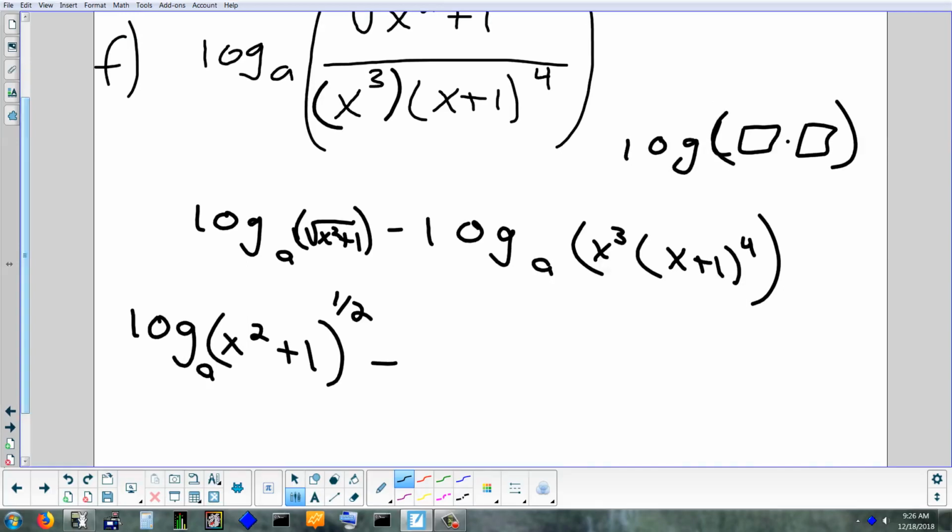Yeah. You add them. So we're going to have... Wait, so where did the 1/2 come from? From the square root. Oh, yeah. Yep, it's hidden in the square root. Think of it that way.